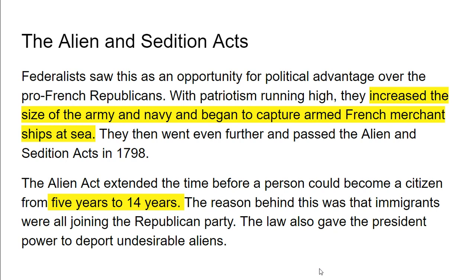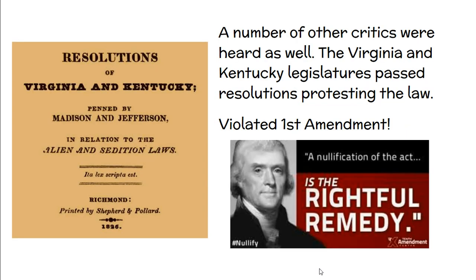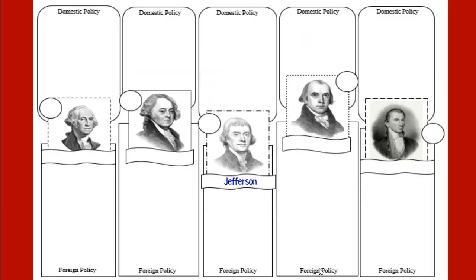The Alien Act extended the time before a person could become a citizen from 5 to 14 years. The reason behind this was that immigrants were all joining the Republican Party. The law also gave the president power to deport undesirable aliens. This Alien Act stays in place, but the Sedition Act is eventually repealed. We have the states of Virginia and Kentucky arguing that the Sedition Act essentially violated the First Amendment. A number of other critics were heard as well. The Virginia and Kentucky legislatures passed resolutions protesting the law, and eventually it is repealed.